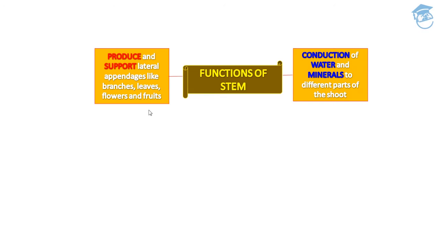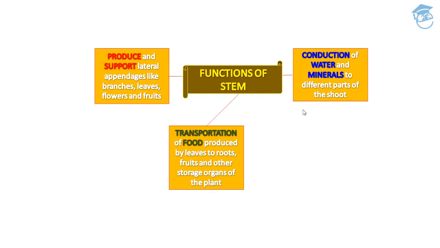Functions of the stem. What are the functions of the stem or shoot system, students? It produces and supports lateral appendages like branches, leaves, flowers and fruits. Second, it helps in the conduction of water and minerals to different parts of the shoot. Third is transportation of food that is produced by the leaf to the root, fruits and other storage organs of the plant. That means it helps in the conduction of food from one part to another part. These are the primary functions of the stem.